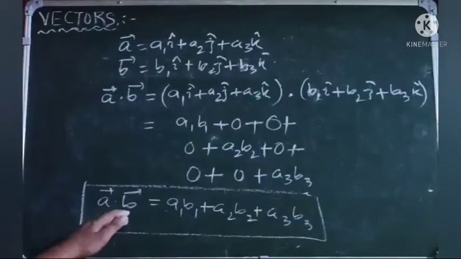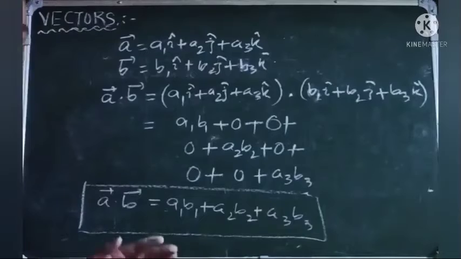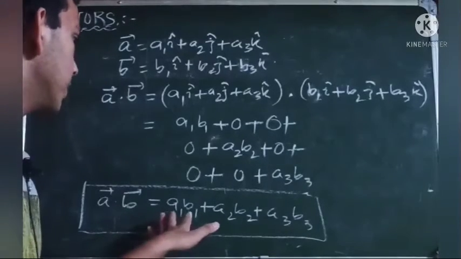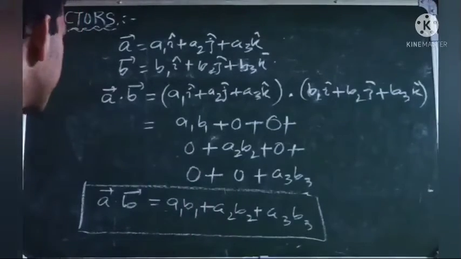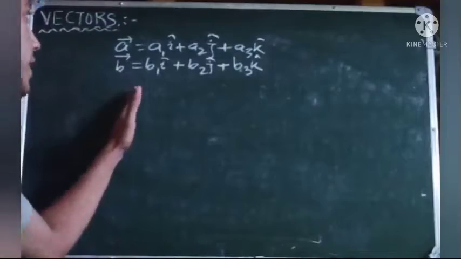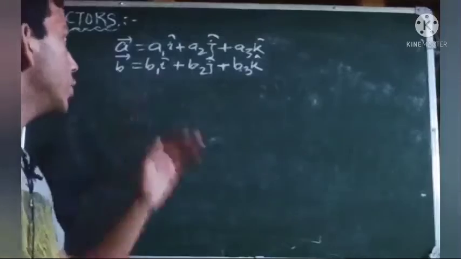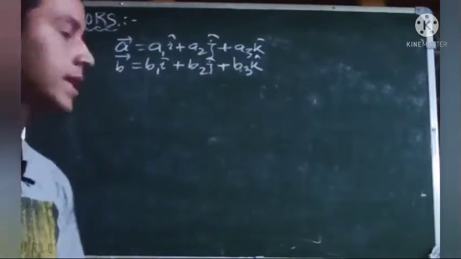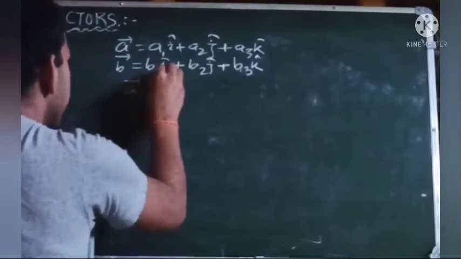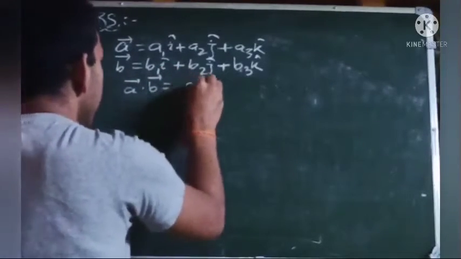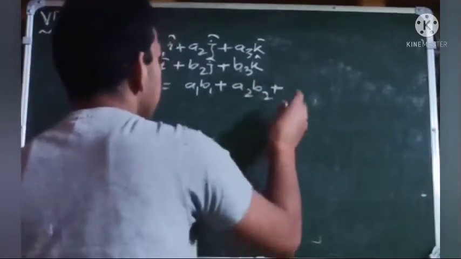So here we have learned that if we have to find the dot product of two vectors a vector and b vector given in the i cap j cap format, then we have to simply write the summation of the products of the x components, y components and z components. Suppose we have a vector is equal to a1 i cap plus a2 j cap plus a3 k cap, and b vector is equal to b1 i cap plus b2 j cap plus b3 k cap. Then we can write a vector dot b vector is equal to a1 b1 plus a2 b2 plus a3 b3.